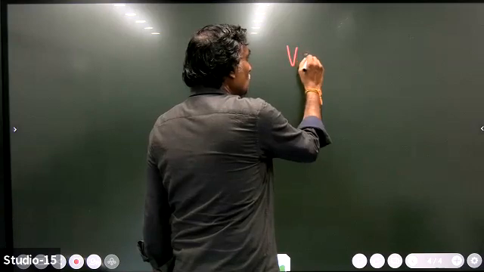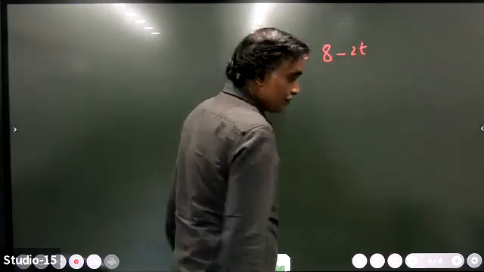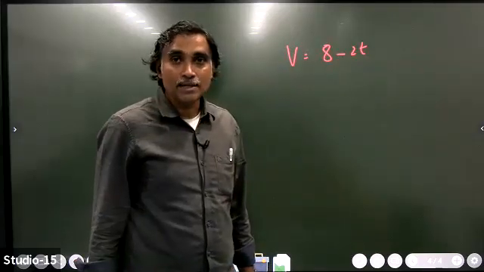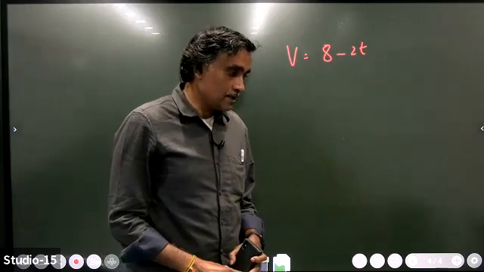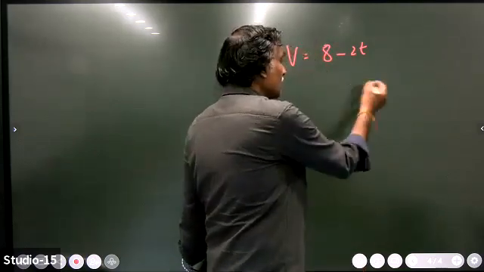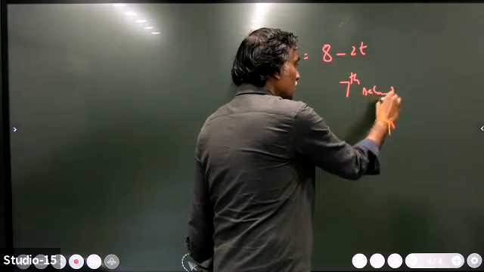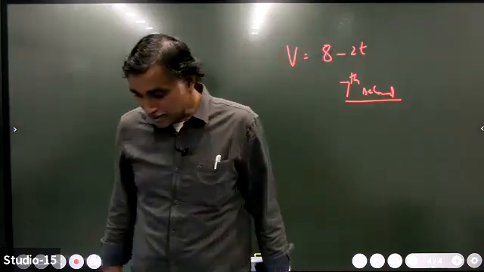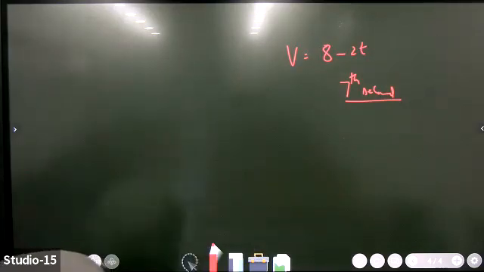v equal to 8 minus 2t. Velocity is varying with time as v equal to 8 minus 2t. Find the displacement of the particle during 7th second. Do it, all of you.